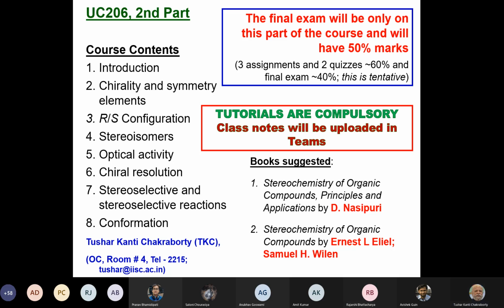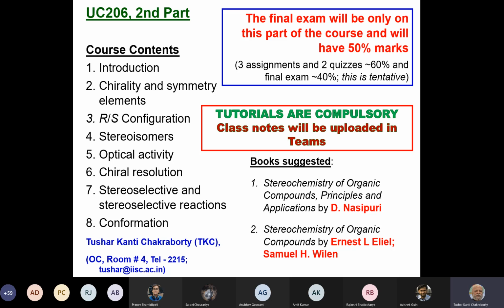Welcome everyone to this part of this course UC 206. I am Tushar Kanti Chakravarti, TKC, and I will be taking this part. This is on chirality part of that course and symmetry elements. And I've tried to break up the course the way I have given.